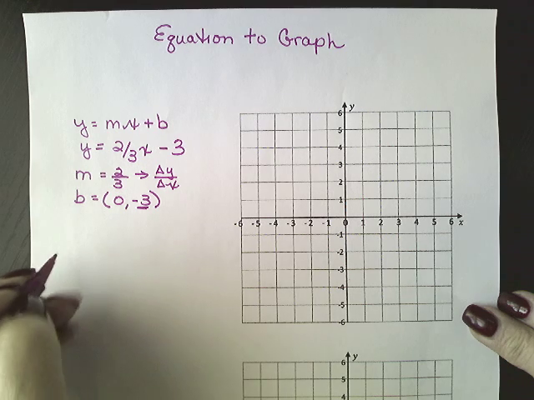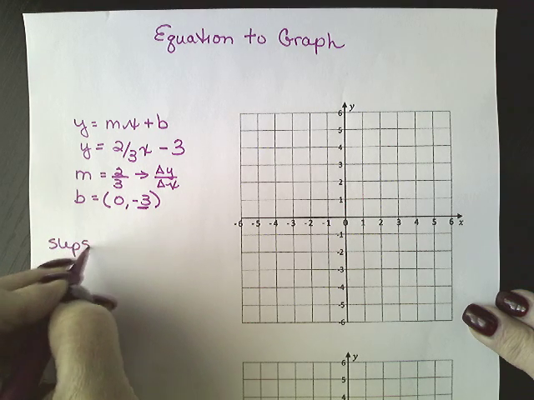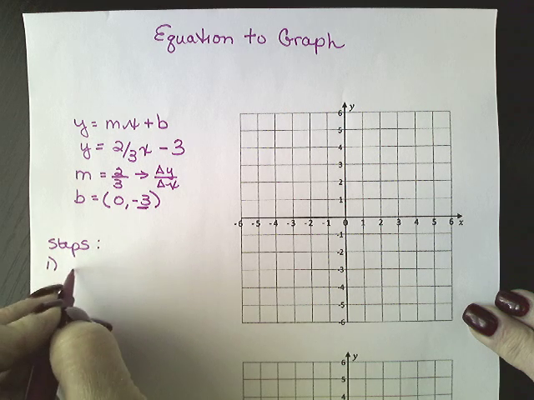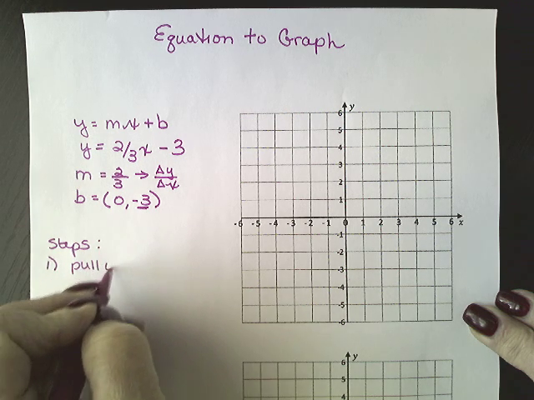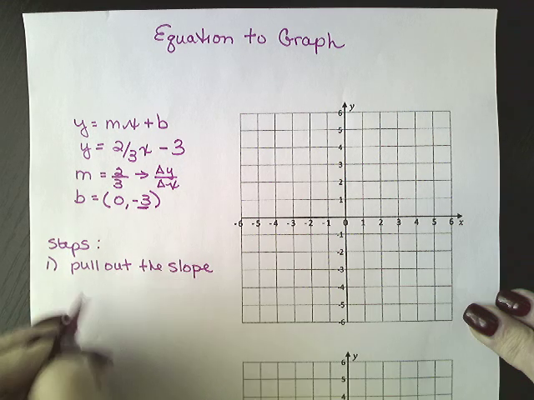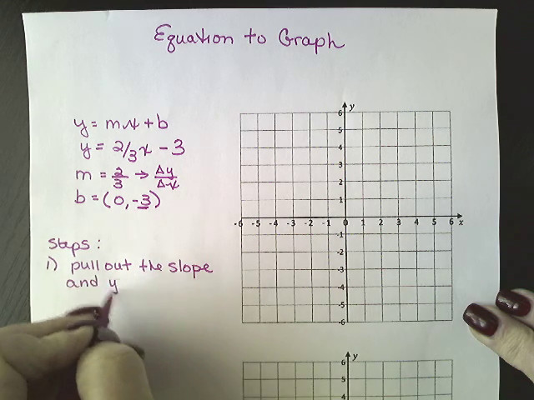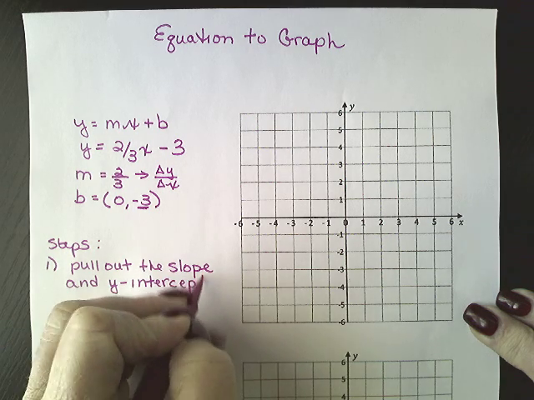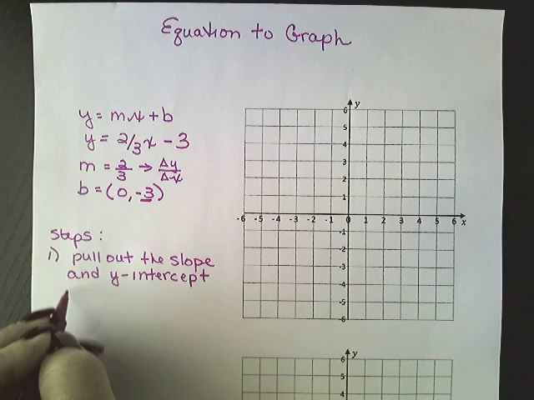All right, so I'm going to start writing down some steps here. Step 1, pull out the slope and y-intercept. So that's what we just did. We pulled the slope and the y-intercept out of the equation.